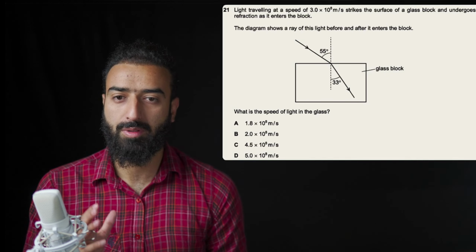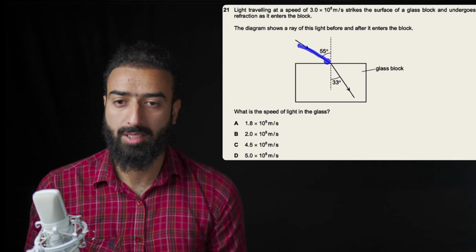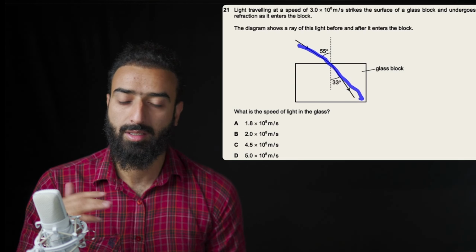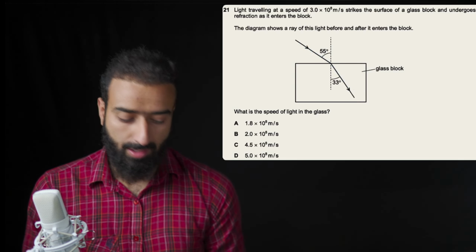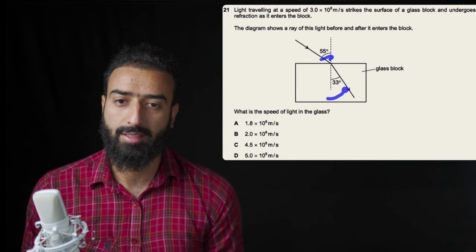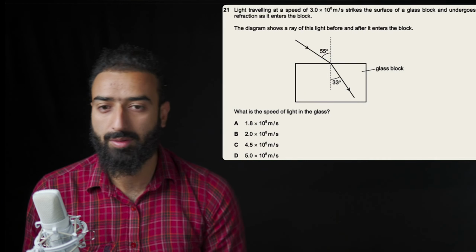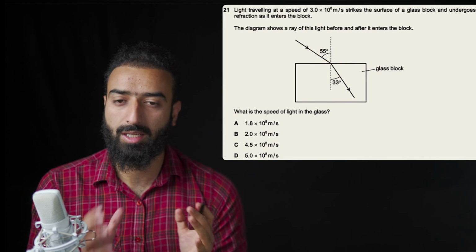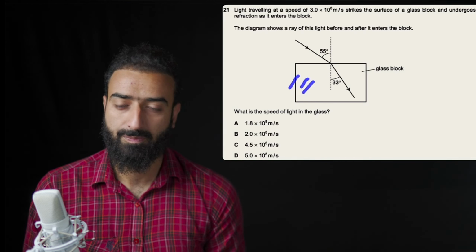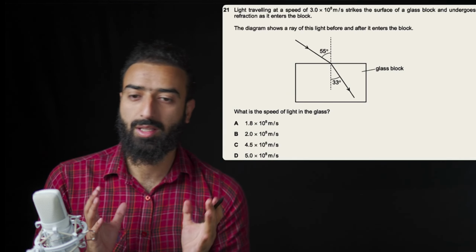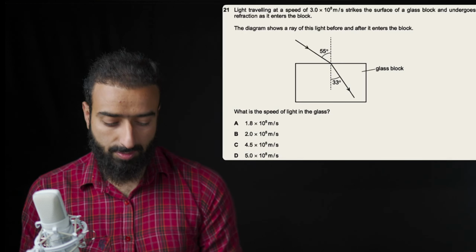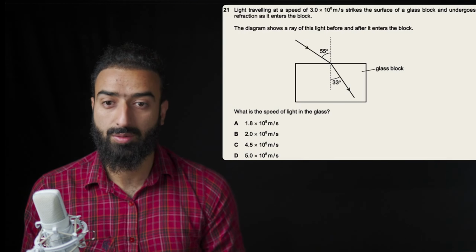In this example, we have a ray of light that is moving through air. It strikes a boundary and goes inside a glass block. The incident angle is given to us, it's 55 degrees, and the refracted angle is given to us, which is 33 degrees. And we have to somehow figure out the speed of light inside the glass block. So whenever you see a question like this in which the angles of incidence are given, we should automatically try and look at it using Snell's law.